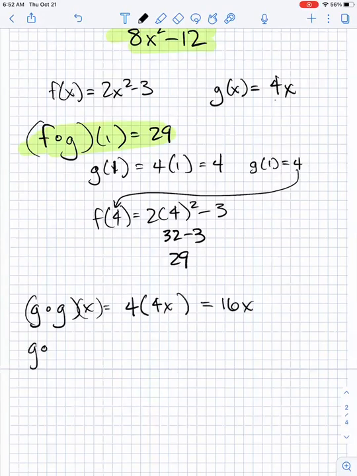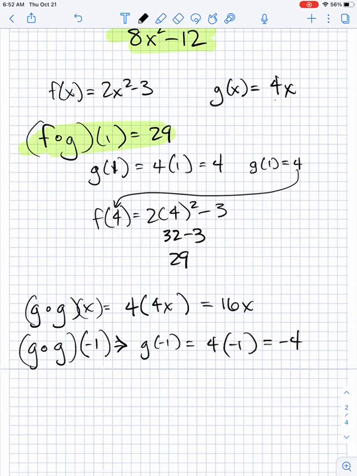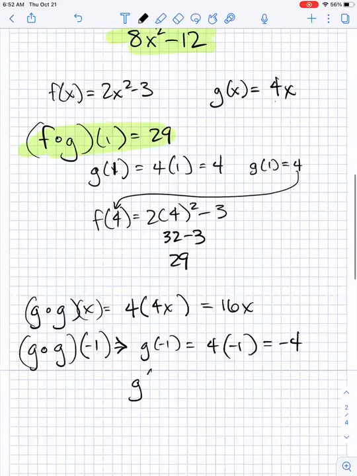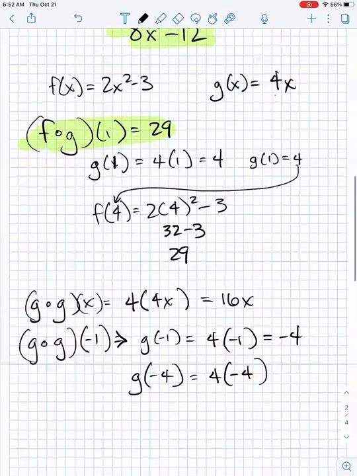You can also do the same thing with a value. So g of negative 1 would give me g of negative 1, which is 4 times negative 1, or negative 4. And I take that negative 4 and plug it into the g function again. So then I have g of negative 4, which gives me 4 times negative 4, or negative 16.